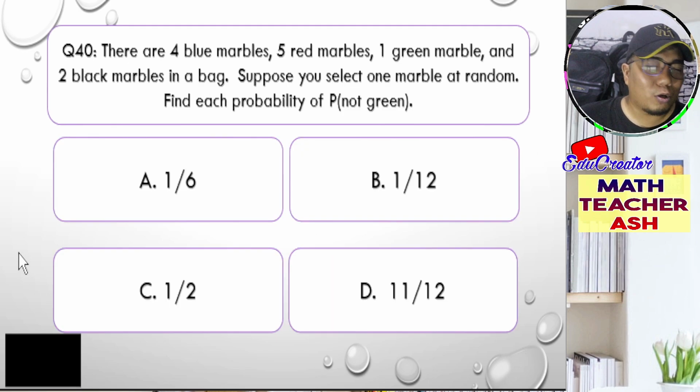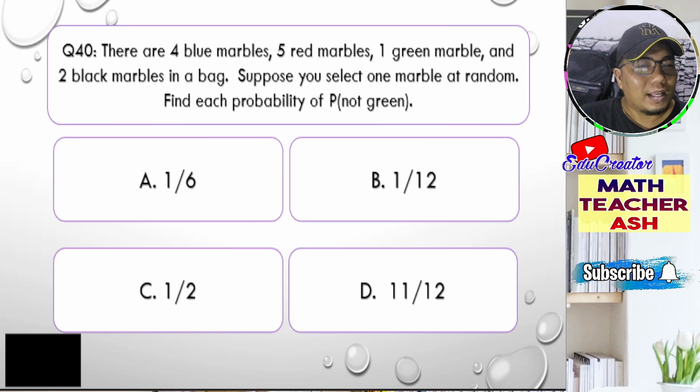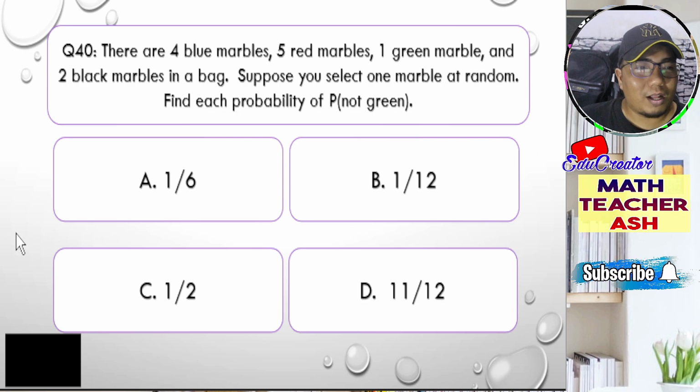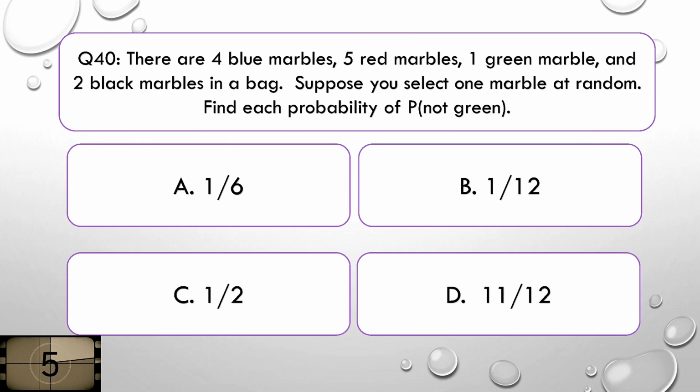And now we go to question number 40, the last question. Same scenario, but what is asked here is not green. Okay, not green. So is it A, 1 over 6, B, 1 over 12, C, 1/2, or D, 11 over 12? I will give you 5 seconds to think about your answer.